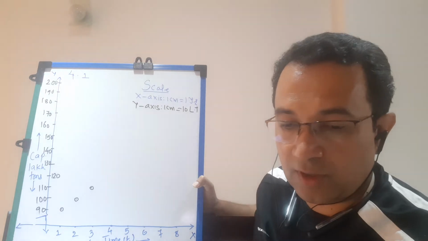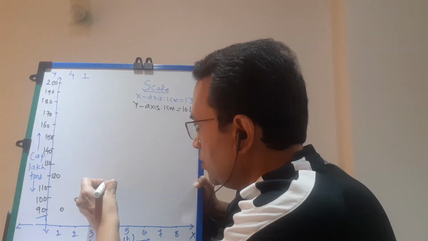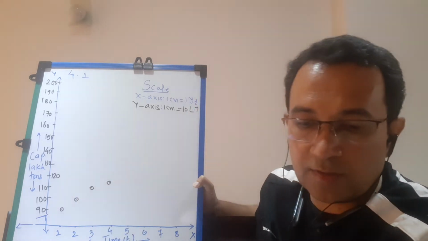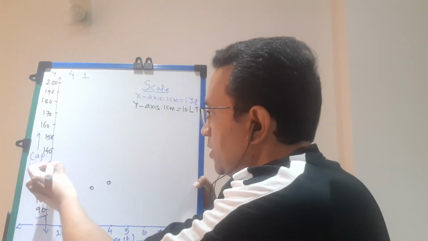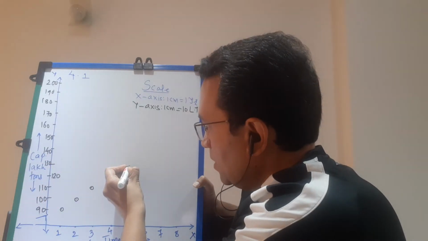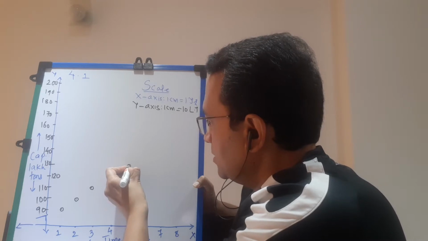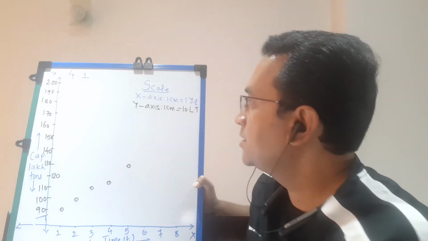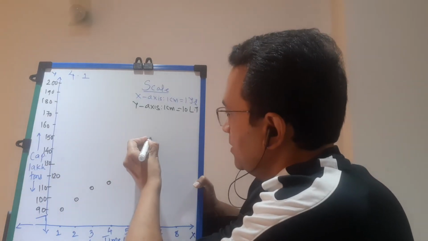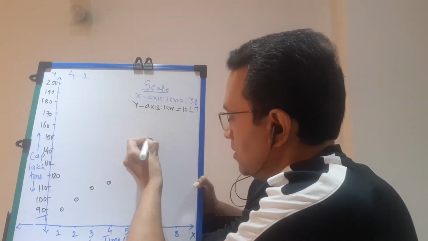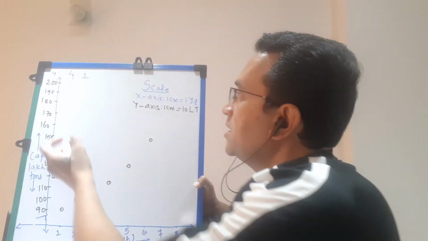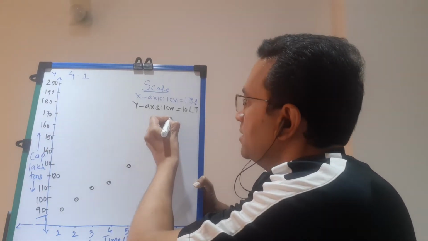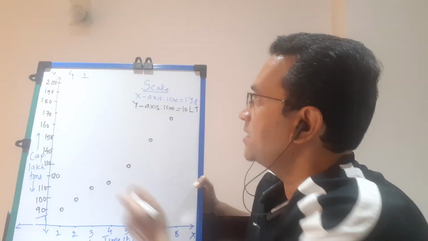For t is equal to 4, 111, so little above 110. For t is equal to 5, 127, so little below 130. For t is equal to 6, we have 148, so little below 150. For t is equal to 7, we have 169, so little below 170. And for t is equal to 8, we have exactly 200.